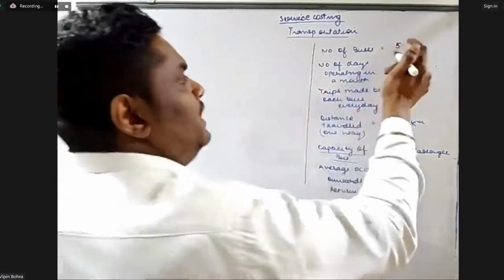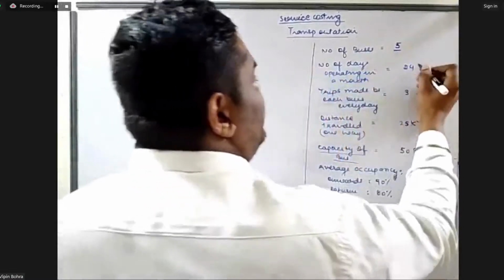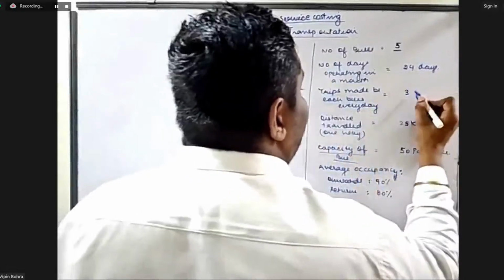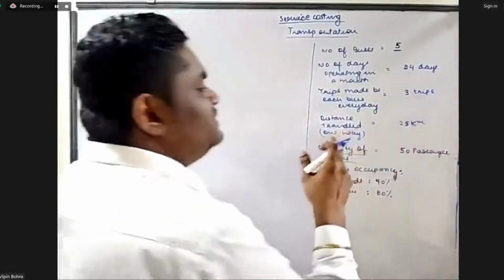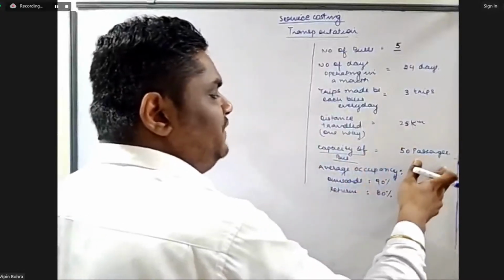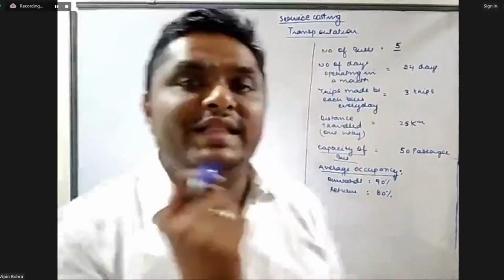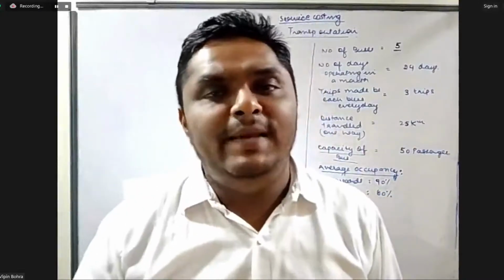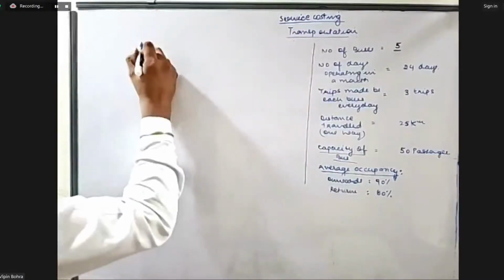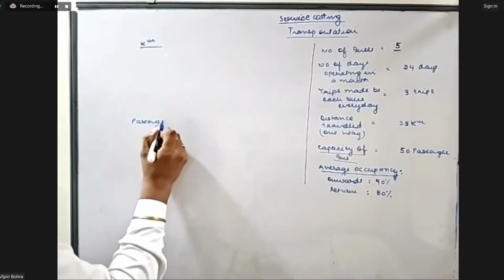I repeat again, the total number of buses are 5. The number of days operating in a month is 24 days. Trips made by each bus every day, 3 trips. Distance traveled one way is 25 kilometers. The capacity of the bus is 50 and the average occupancy in the onward journey is 90% and in the return journey it is 80%. You are required to calculate the kilometers and passenger kilometers.